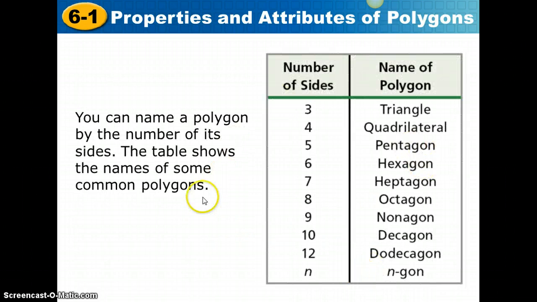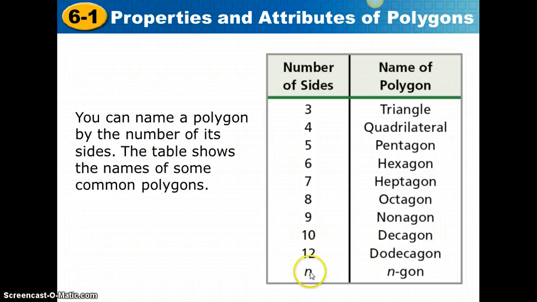We can name a polygon by the number of its sides. This table shows some of the most common polygons. 3-sided is called a triangle. 4 sides is called a quadrilateral. 5-sided polygon is a pentagon. 6 sides is hexagon. 7 sides is heptagon. Make sure you keep those two distinct. 8 sides, you know, is an octagon. 9 sides might be newer to you. That's called a nonagon. 10 sides is a decagon. And then 12 sides is another common one we will use, called a dodecagon.